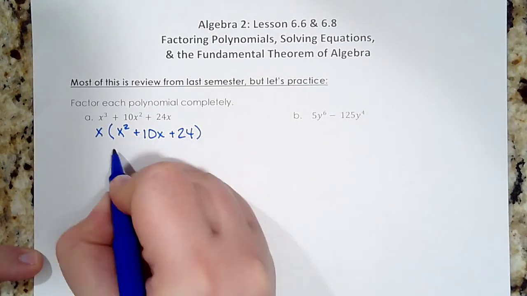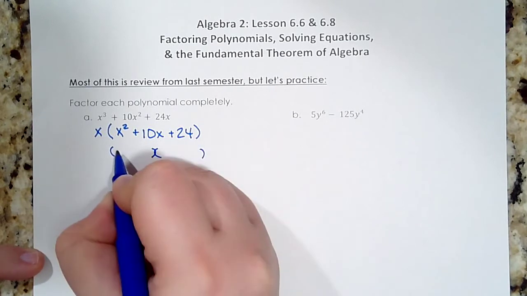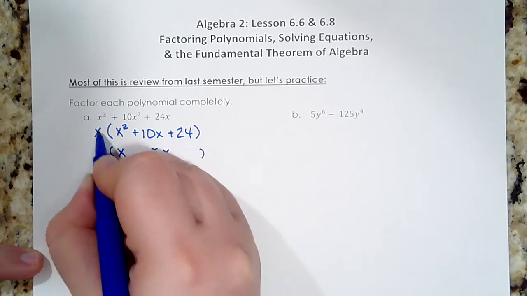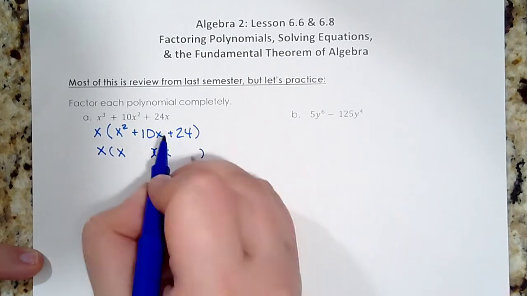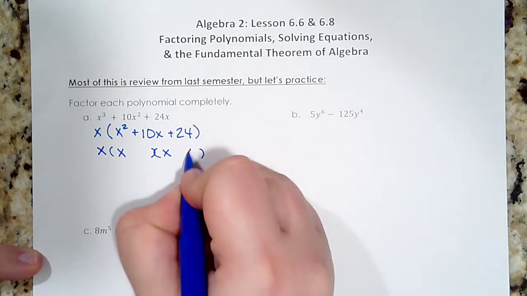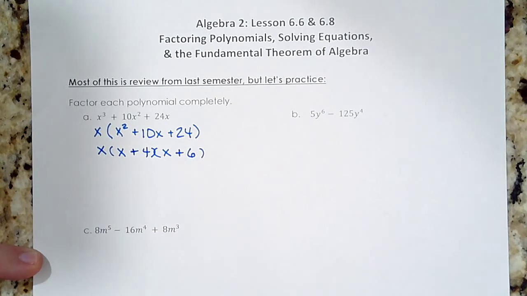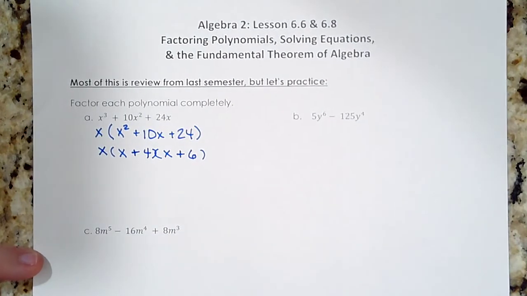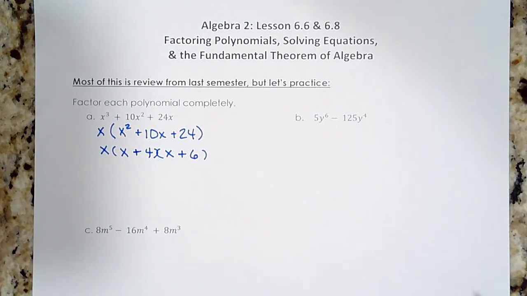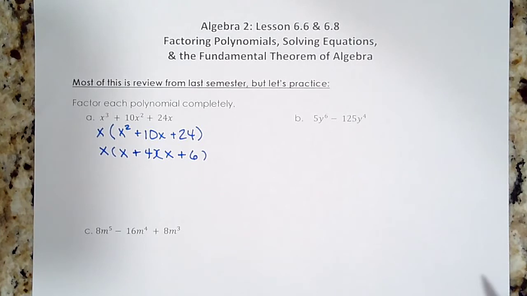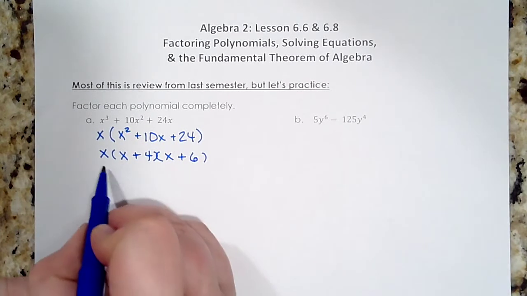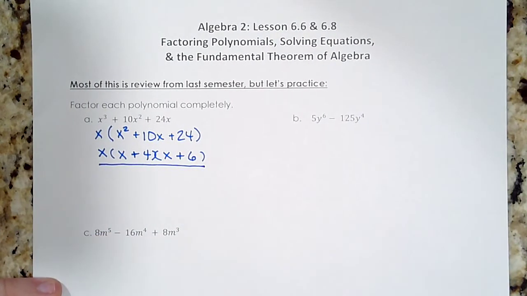This big parenthesis set can be broken down into (x )(x ), and of course bring that first x down. I think a 6 and a 4 will multiply to 24 and add to 10. So there is our factored version. And notice because it says factor, I don't have to solve this one. It's not set equal to 0. So this is my final answer.